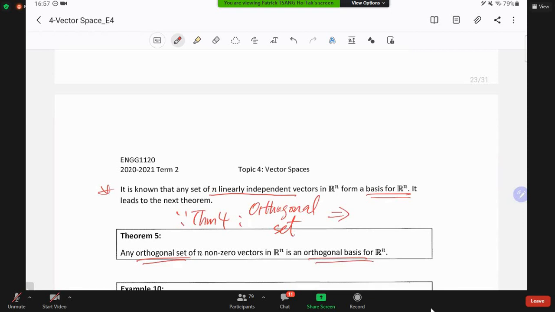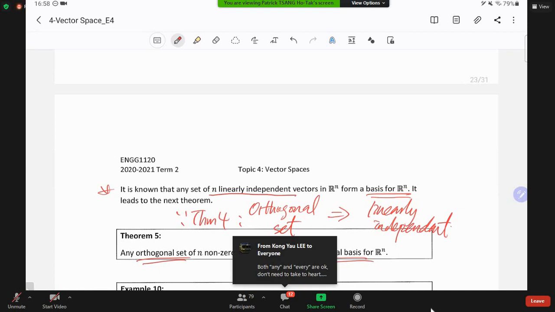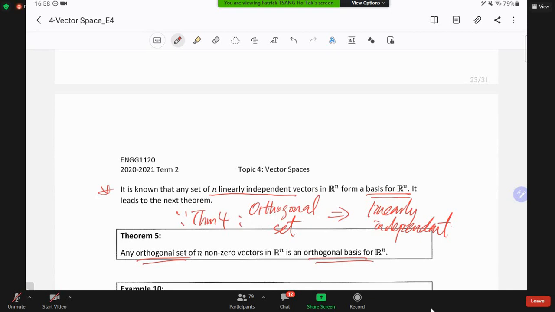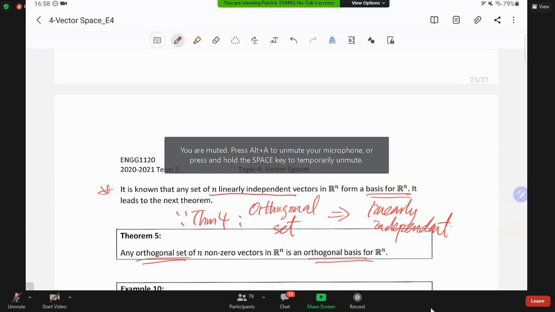So you can recall that it is linearly independent. And then linearly independent vectors in Rn space form a basis of Rn. So combining these results, we lead to the next theorem, Theorem 5: any orthogonal set of n non-zero vectors in Rn space is an orthogonal basis for Rn space. So this is the idea.